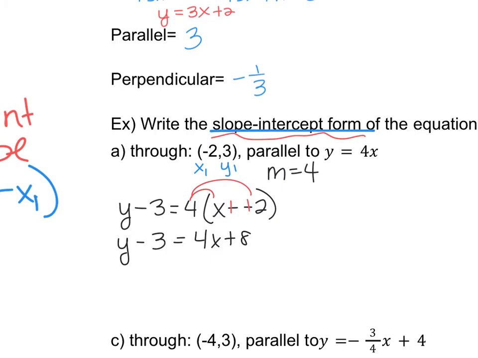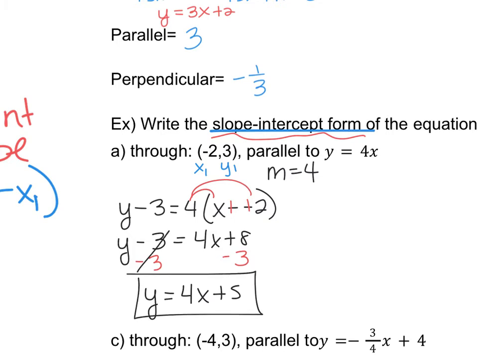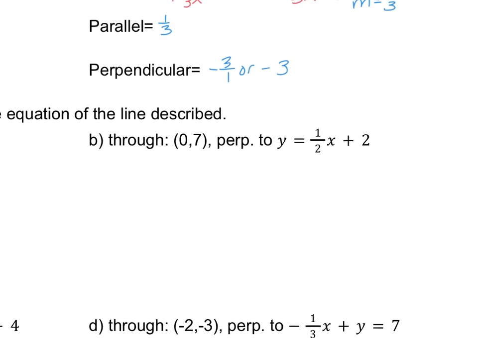Okay, now last step we need to do is to get that y by itself. So let's subtract 3 from both sides. So y equals 4x, and then positive 8 minus 3 would be positive 5. Okay, so it's in slope-intercept form. We are finished. Let's do another one.